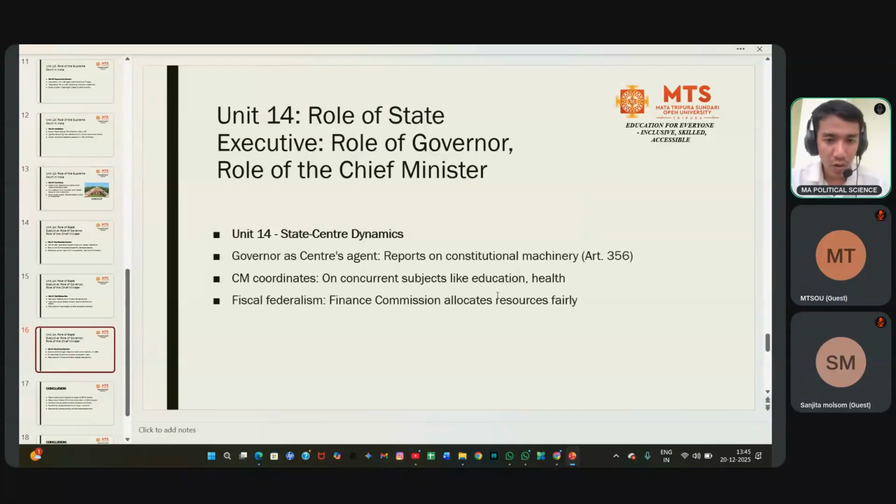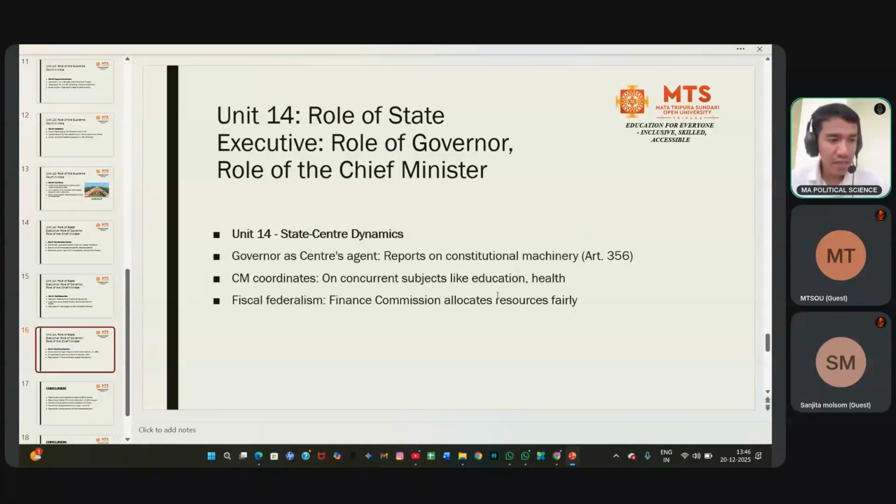Chief Minister coordinates on concurrent subjects like education and health. Concurrent subjects, as we know, are those where the central and state governments both can make law. There is a 7th Schedule of the Indian Constitution. The chief minister acts as a coordinator with the central government on how we should make policy on health and what kind of policies should be made on education. So the chief minister coordinates with the central government on education and health.